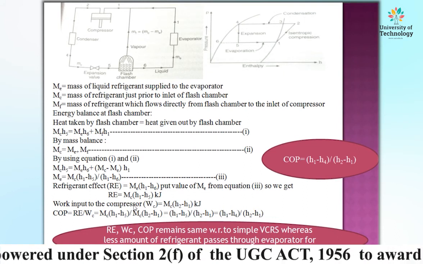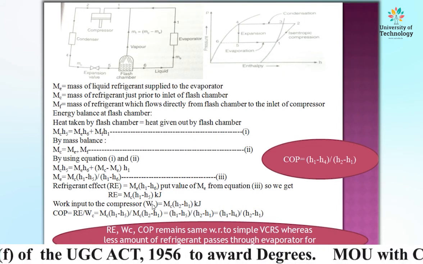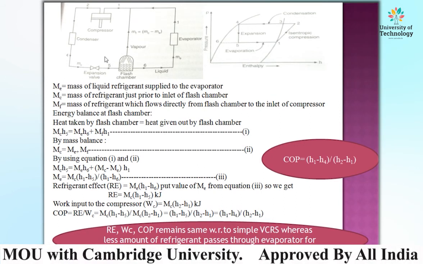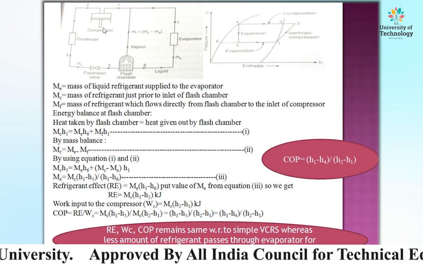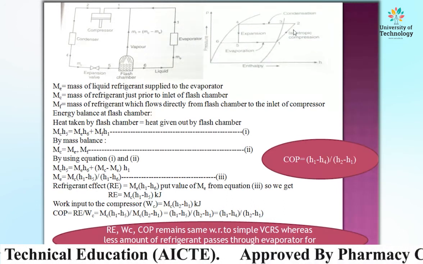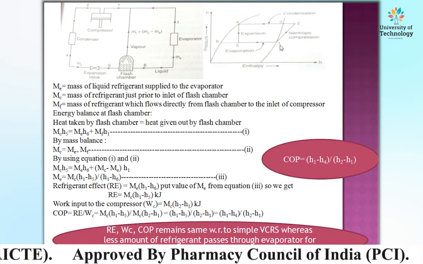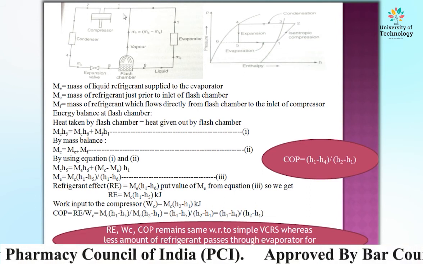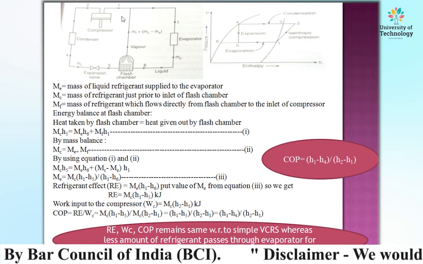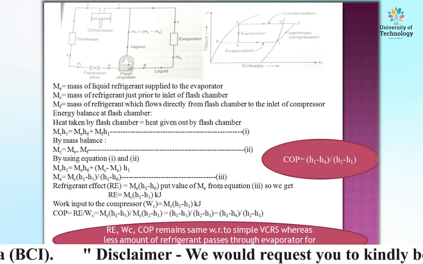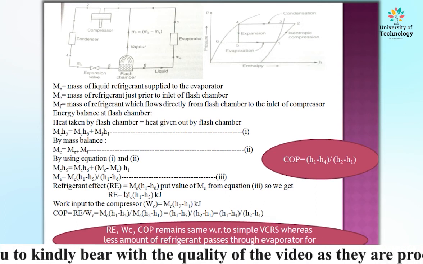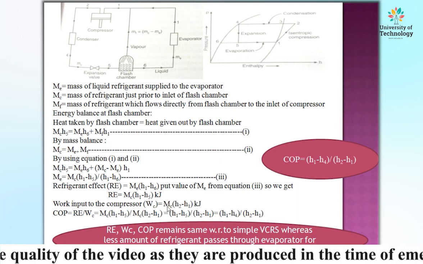Now, work input to the compressor. Where is the compressor? Compressor is in between points 1 and 2. Look at this. This is the reciprocating compression. So 1 and 2, the compression between points 1 and 2. Here the mass of refrigerant is MF plus ME, which is equal to MC. The mass of refrigerant at the inlet of the compressor is MC. So compressor work is equal to MC multiplied by H2 minus H1 kilojoules.